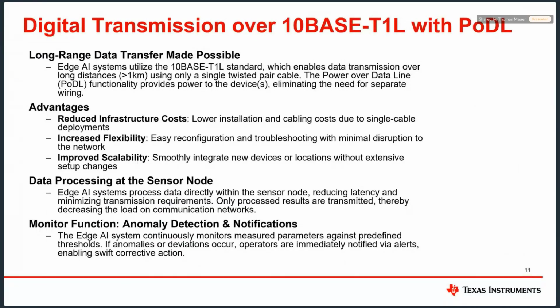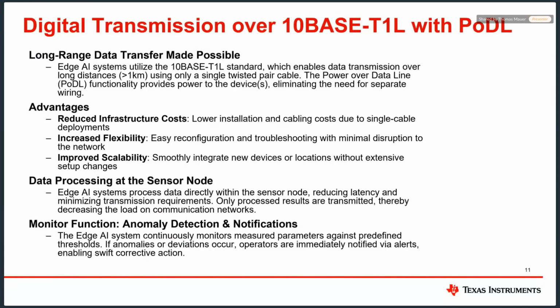You only need two wires, a single twisted pair, and we combine the data and the power over the same wire. So no need to provide additional power to the sensor board. The advantages of this is that you are reducing cost in the infrastructure, so lower installation and cabling costs because copper is expensive, and you limit this to the single cable. You have increased flexibility, which means easy configuration and troubleshooting.